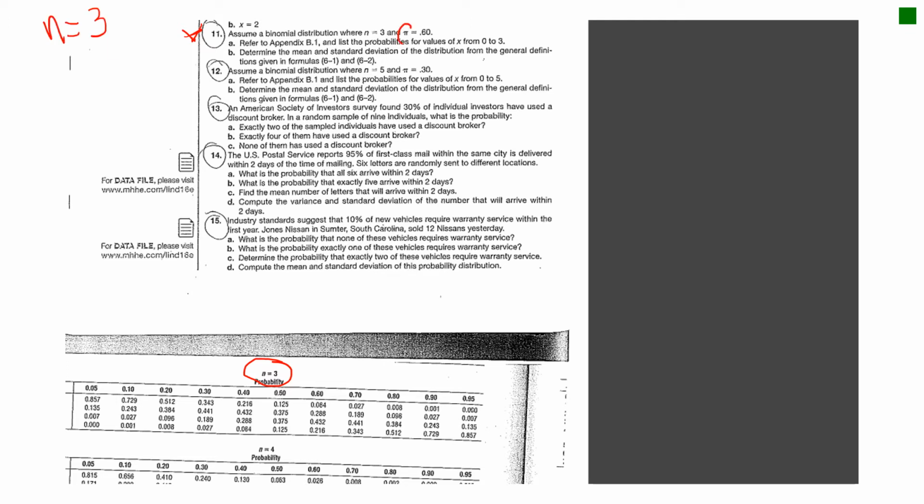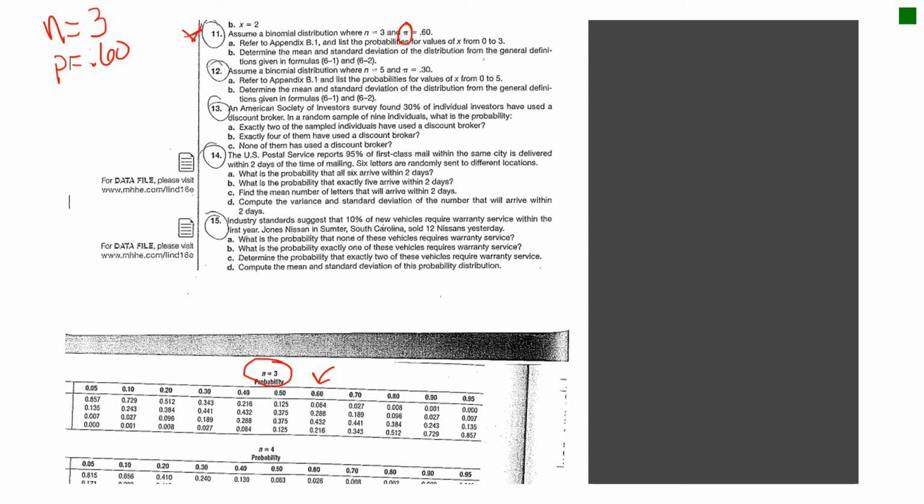And notice they use this pi symbol. I like to use the letter p, where p is equal to 0.60. So if you go to your appendix, you'll find where n is equal to 3, and just locate the probability constant of 0.60. That's going to be right there.